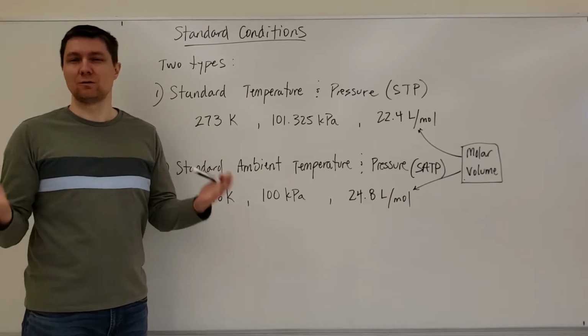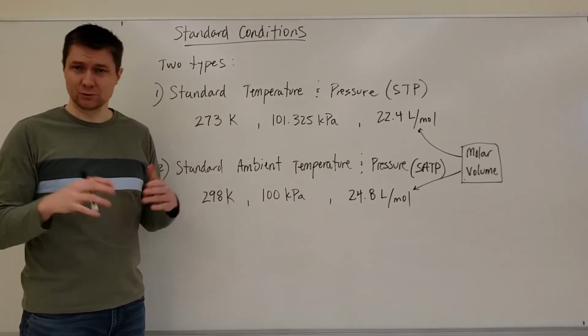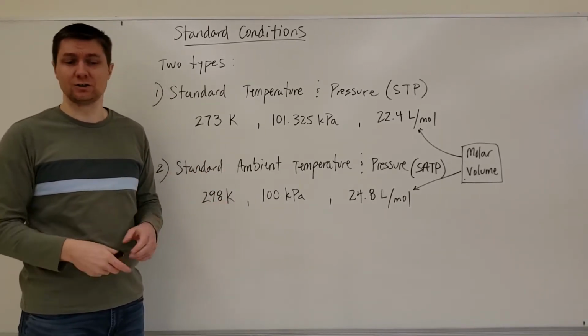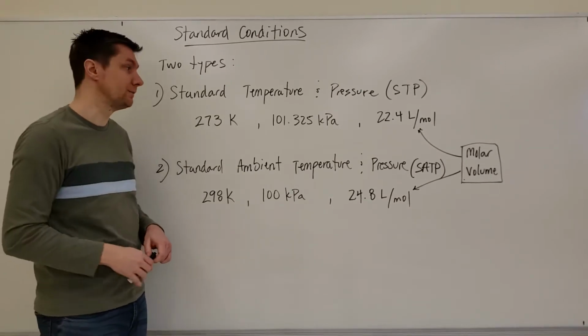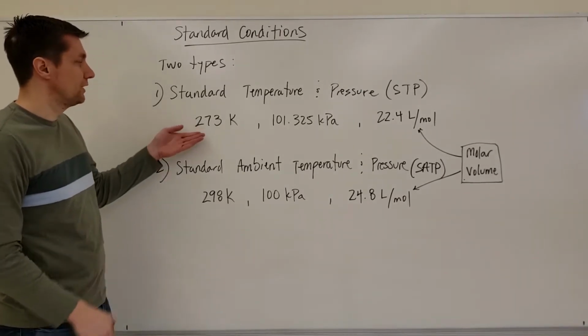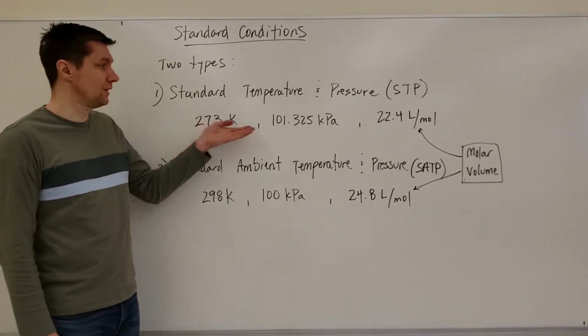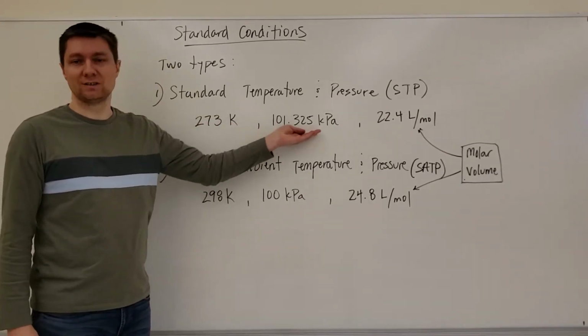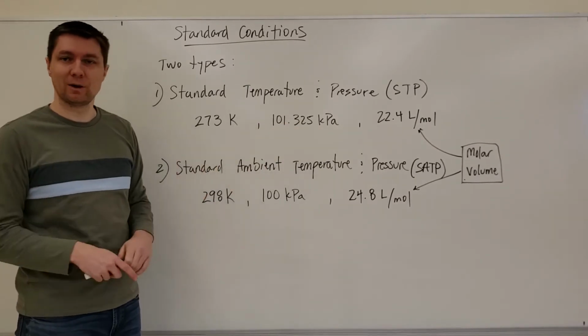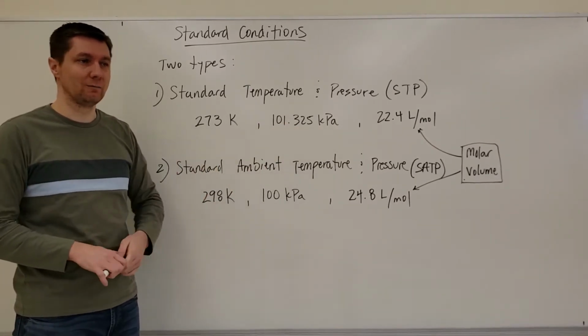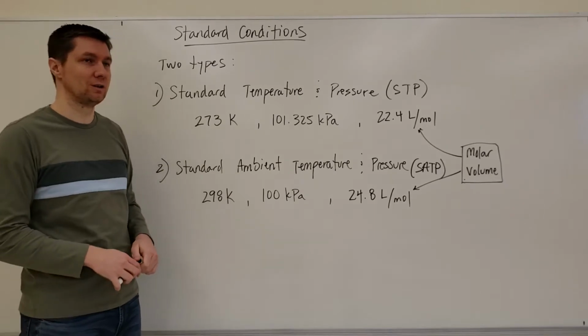You just need to remember that those are standard conditions, and they are found in your data booklet on page 3. For STP, this number here is 273 Kelvin, which is 0 degrees Celsius. And this is just the air pressure at sea level. I'm sure at the time they thought that seemed pretty reasonable and good conditions to have.